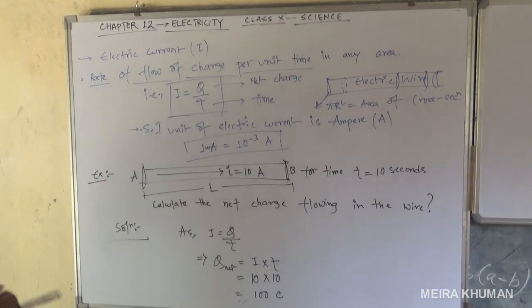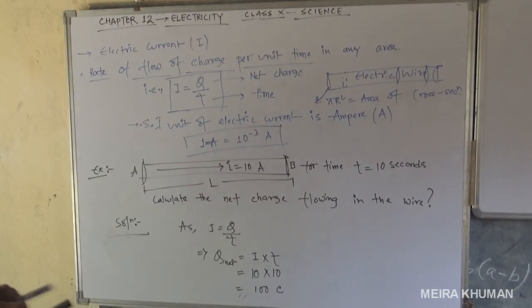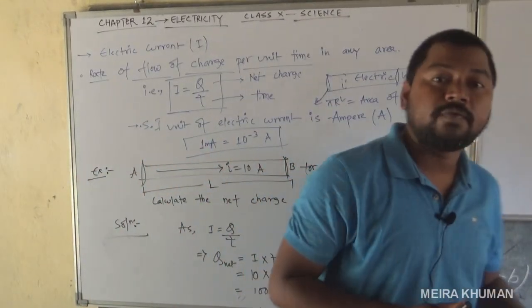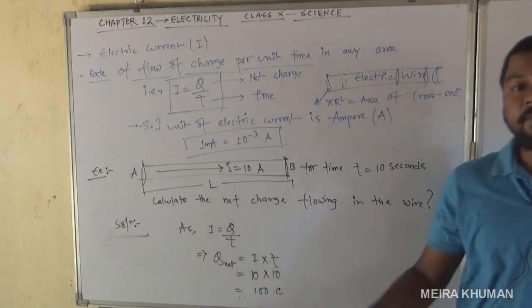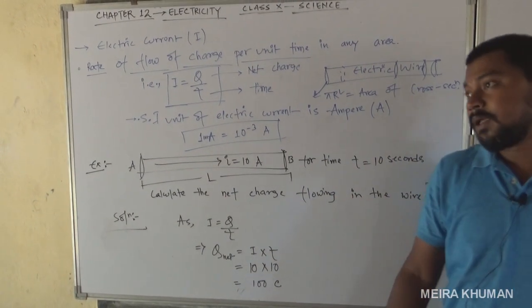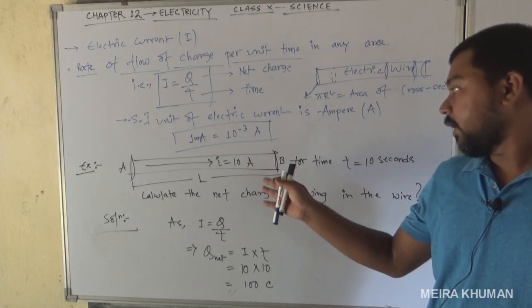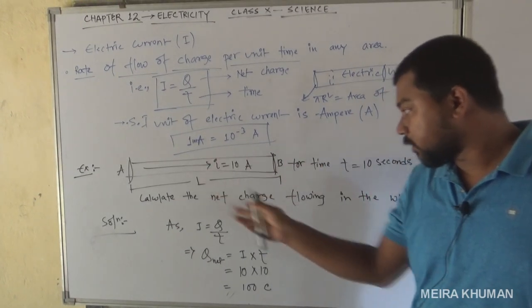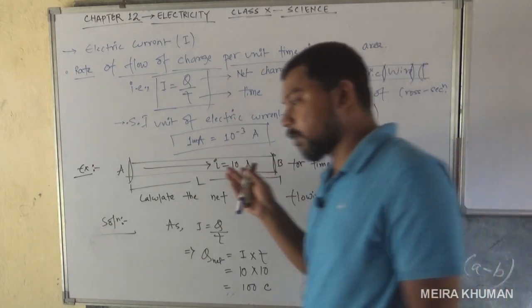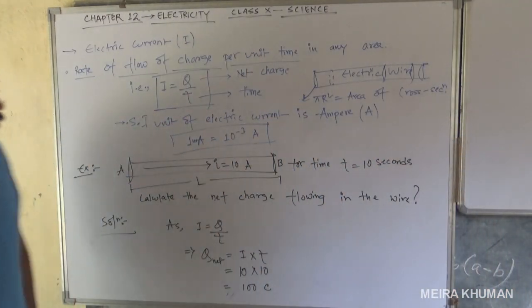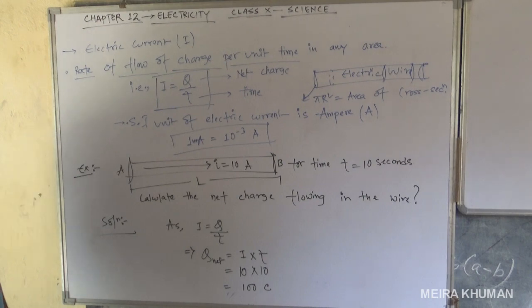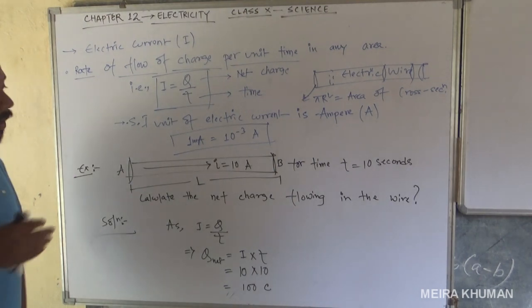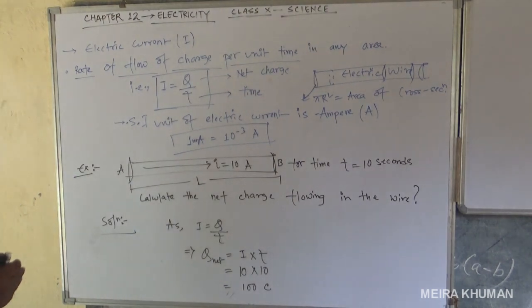So the answer coming will be 100 coulomb. The observation is that in that wire AB, when a current of 10 ampere is flowing for 10 seconds, the total charge or the net charge flowing across that wire is simply equal to 100 coulomb. Clear that much? So please make a note of that. You can pause the video and make a note.